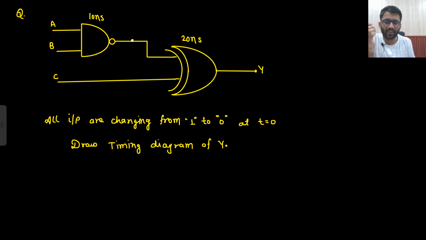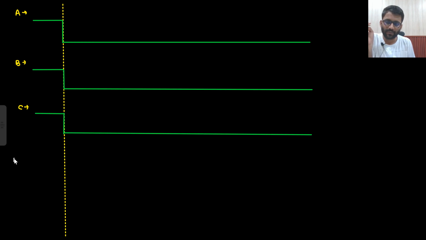So better we should define P and Q. So first I will make the waveform of P. What will be the waveform of P? P is equal to (A into B) bar. Okay, so 1 to 0 they are going. So initially 1 into 1 is 1, 1 bar is 0. So initially P is 0, and then 0 into 0 will be 0, and its bar will be 1.